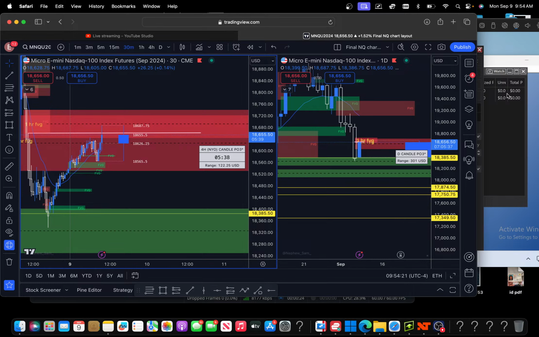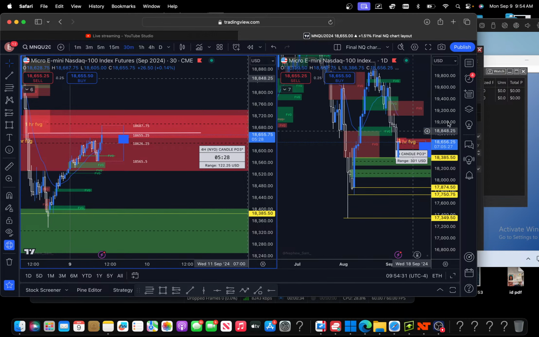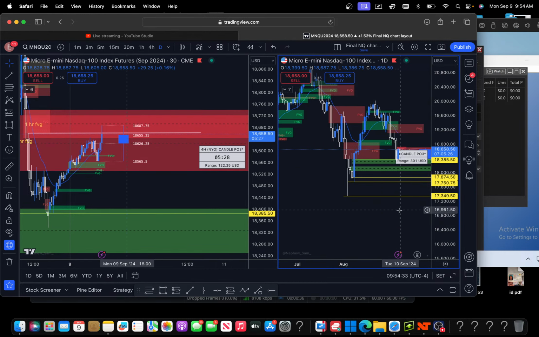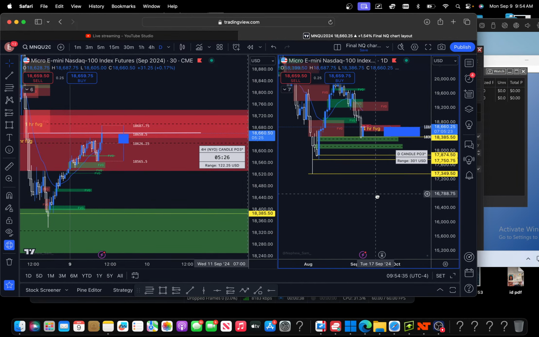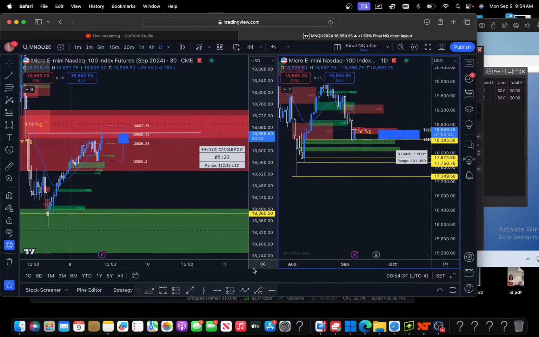I want a reaction down off this hourly and 30-minute fair value gap, is what I'm looking for, sales, but like I said, we'll see what happens, because we already pushed down. Like I said, I think we're going to take these lows out at the end of the week, but we might not do that today. We just need to know what's happening today.